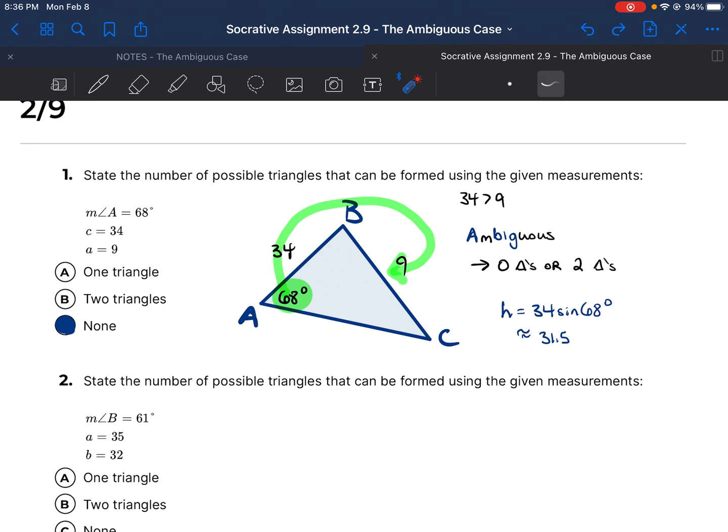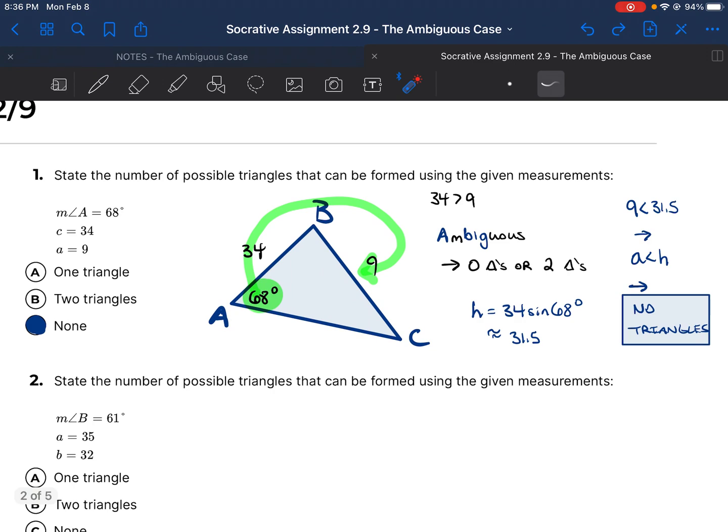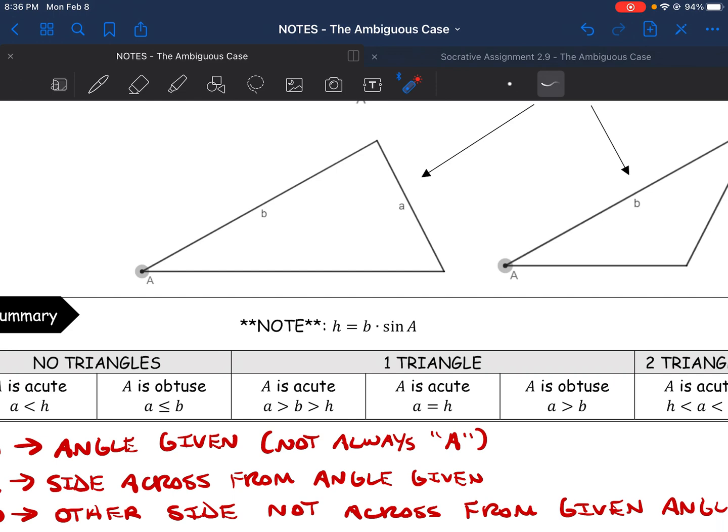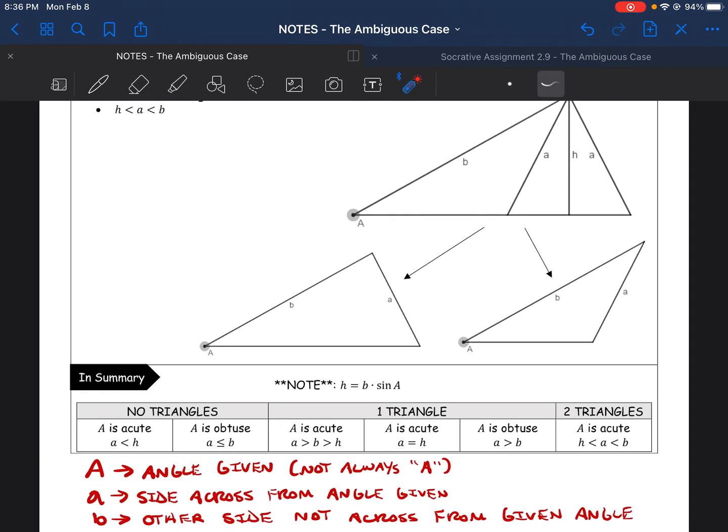So we get 34 times the sine of 68 degrees, and that gives us 31.5. So what that's telling us is that A, the side across from the given angle, is smaller than the altitude. And that's going to tell us that there is no triangle solution. And let's verify with our little table from the notes. Again, we knew that it was either a no triangle or 2 triangle scenario. That allowed us to cancel everything with the 1 triangle scenario.